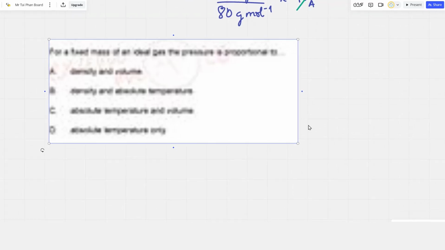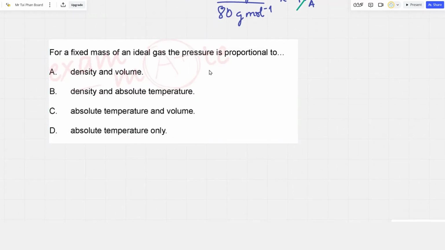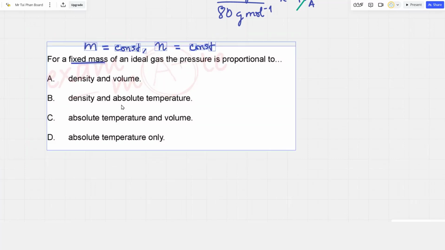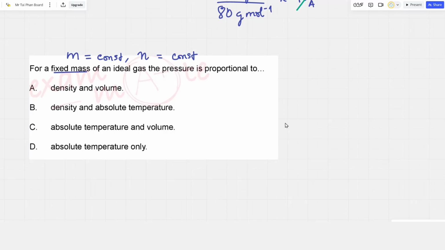For a fixed mass of ideal gas, the pressure is proportional to... Fixed mass meaning the mass is constant, and the number of moles is also constant. Pressure is proportional to what? You know it's temperature, but what else is proportional with the fixed mass?